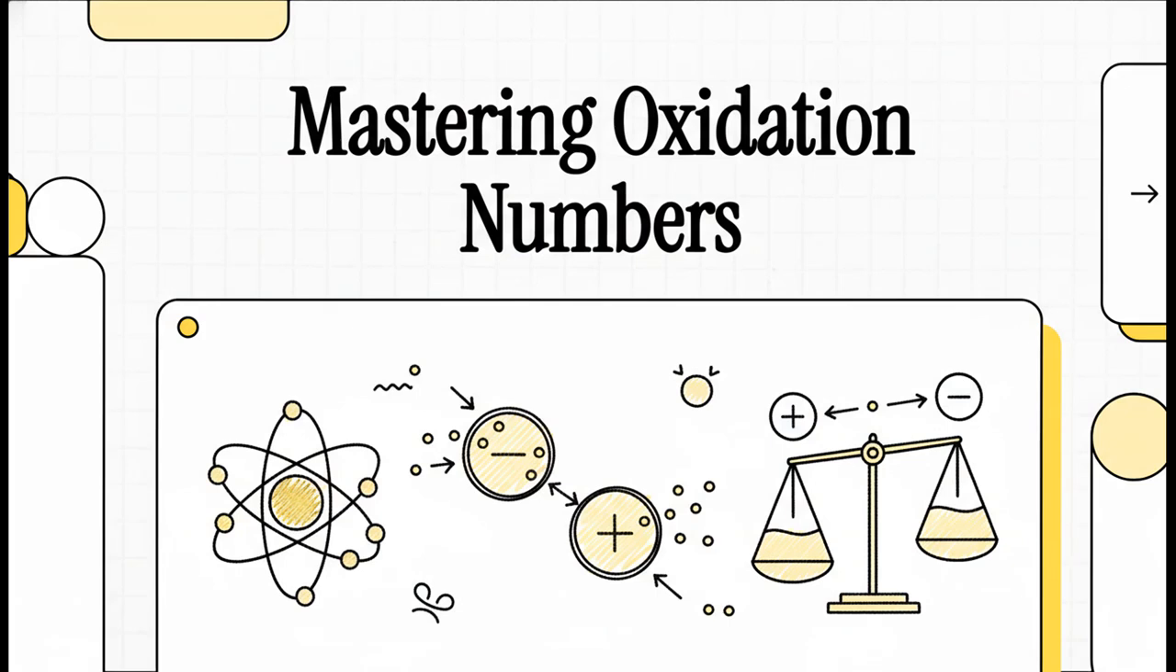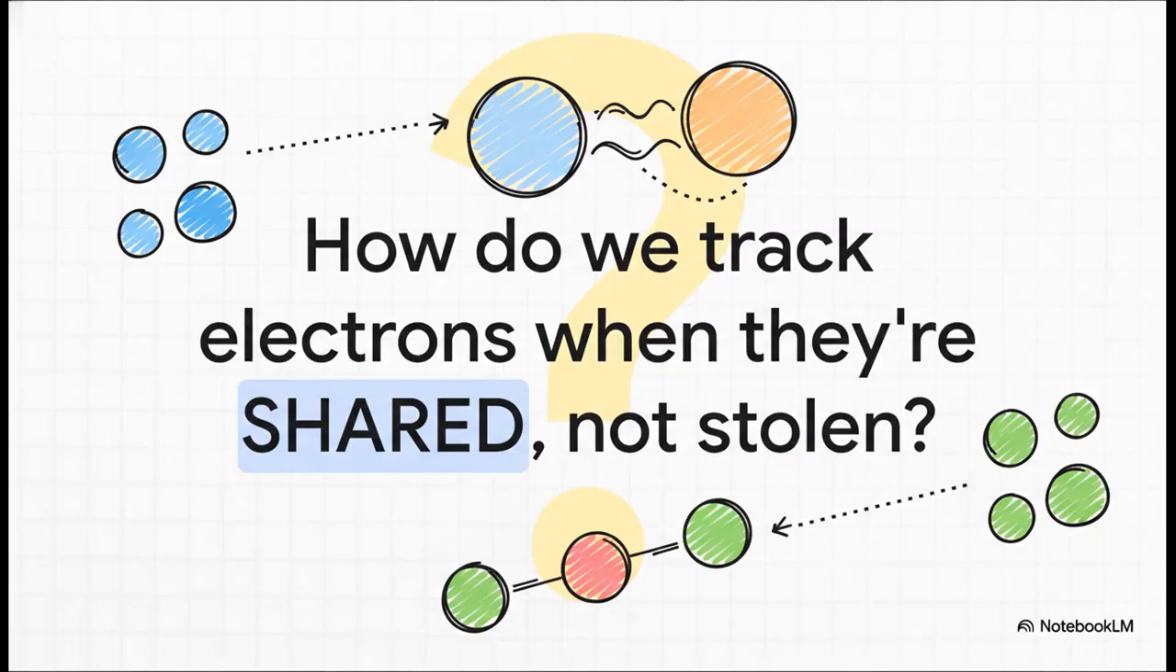In the world of chemistry, pretty much everything boils down to one thing: electrons, right? But how do we actually keep track of them when they're constantly moving around, being shared, or even stolen between atoms? Well, that's where this really powerful tool called the oxidation number comes in. And today, we're going to master it together. Okay, so let's just dive right in.